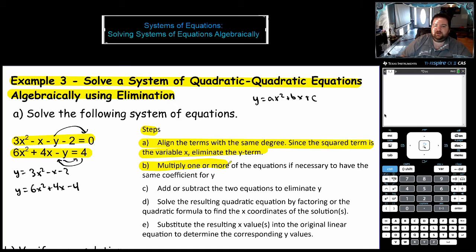Step B, we're not going to have to do. This is only if you don't have the same coefficient for y. But we can see here, our coefficients in front of the y's are both 1. So we don't have to do this step. Add or subtract the two equations to eliminate y.